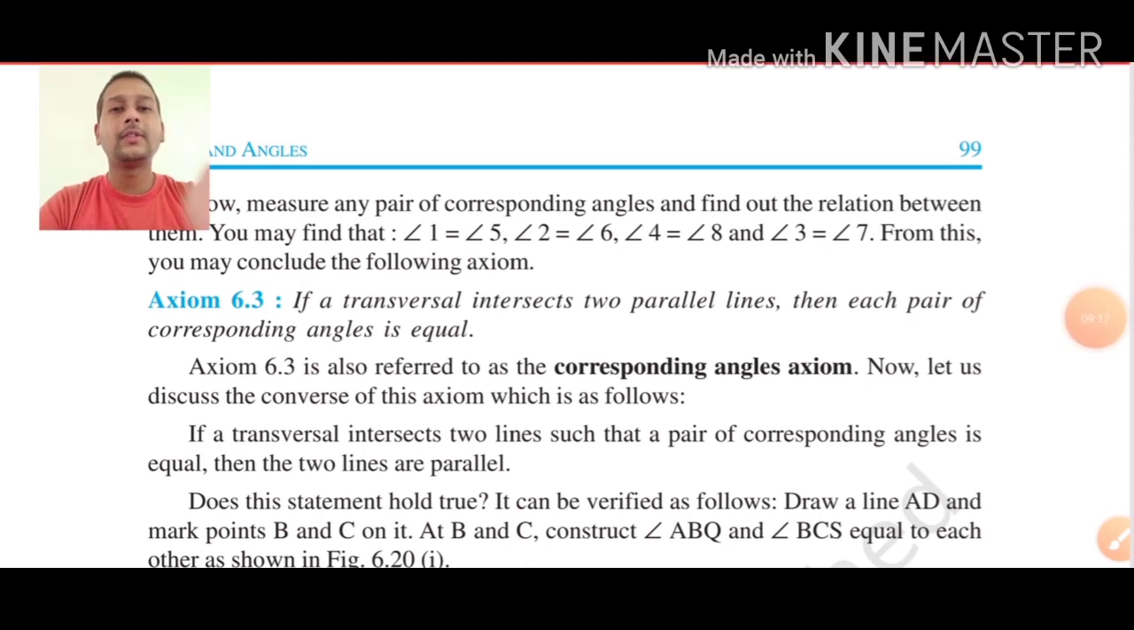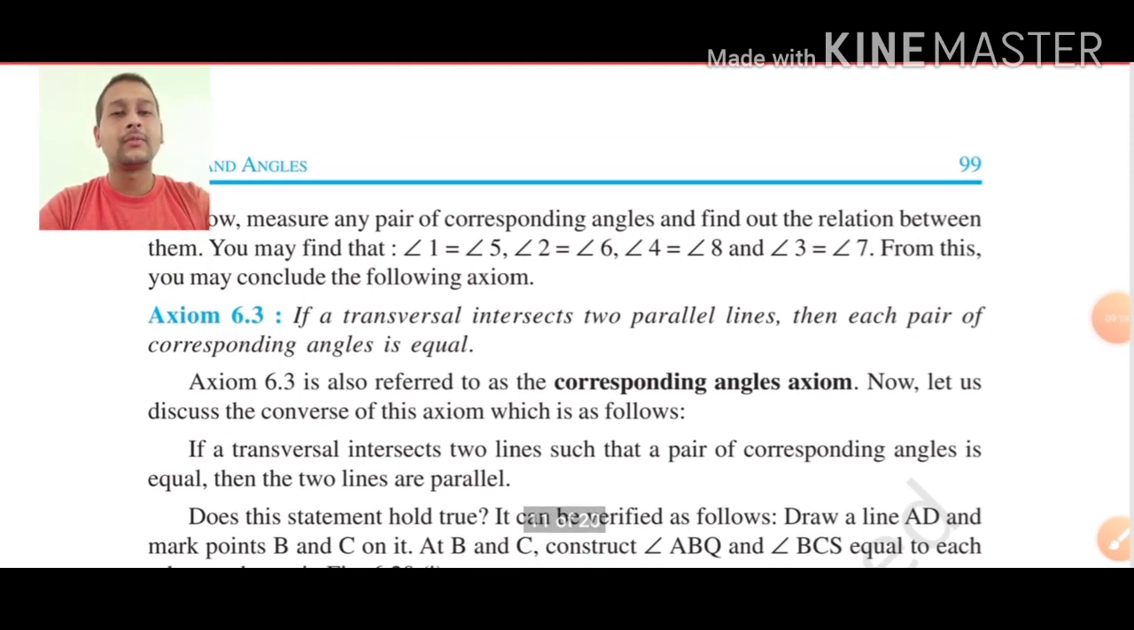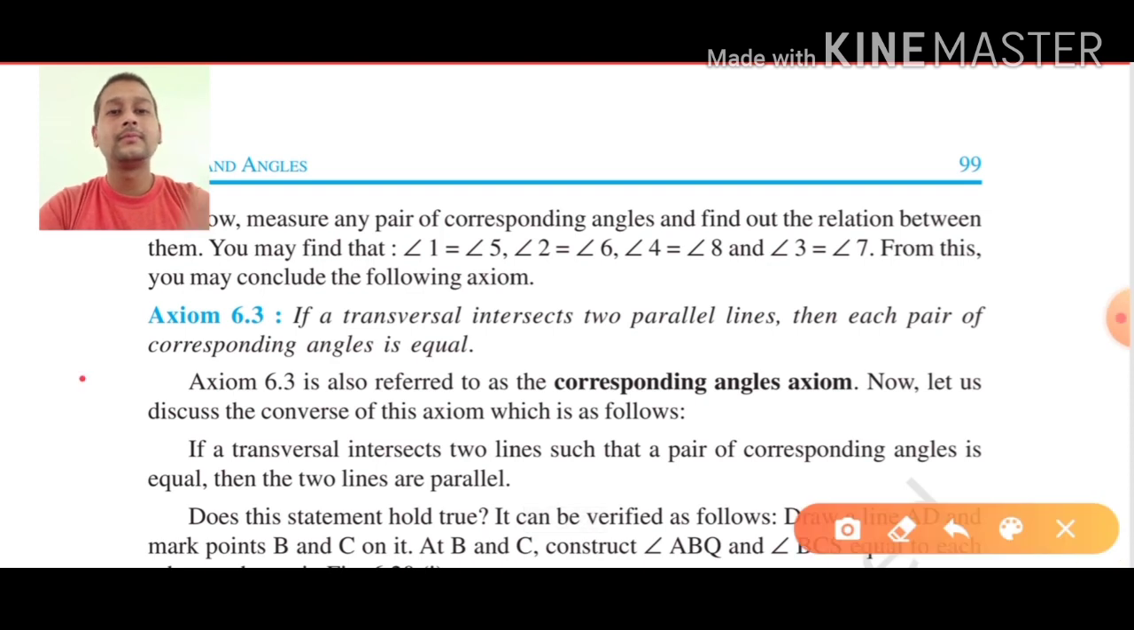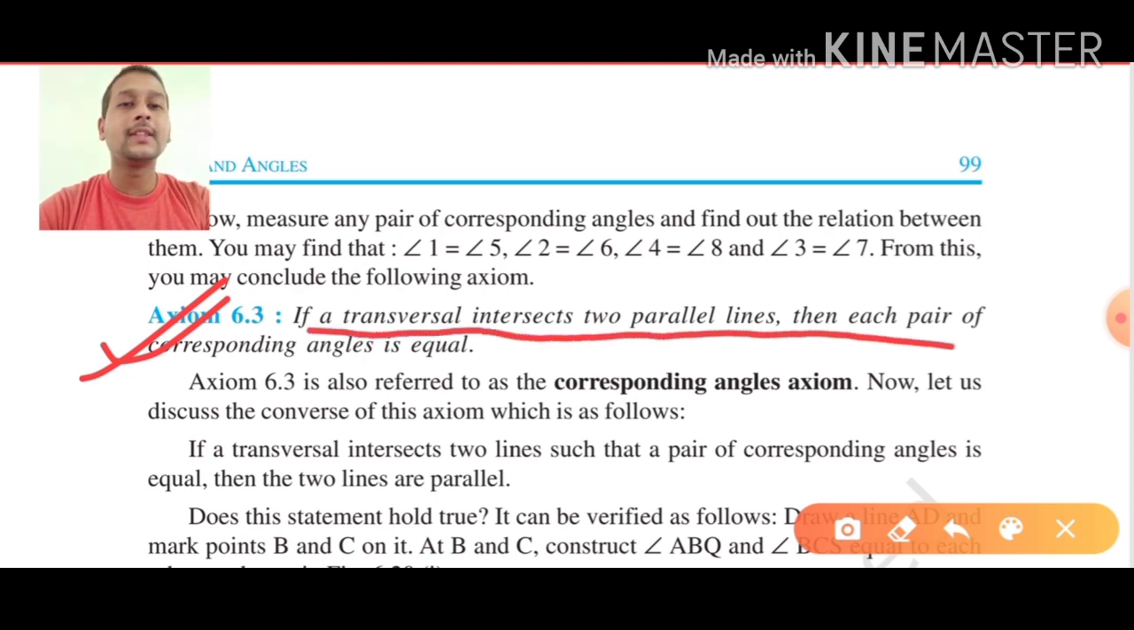Now the first axiom, which is the third axiom for the chapter. But first, here about parallel lines and angles created due to a transversal for a pair of lines. So what it says: if a transversal intersects two parallel lines, then each pair of corresponding angles is equal. Now understood? If a transversal intersects two parallel lines, then each pair of corresponding angles is equal.